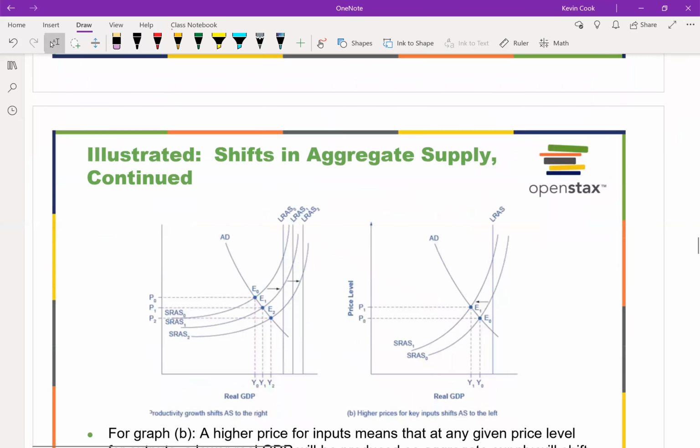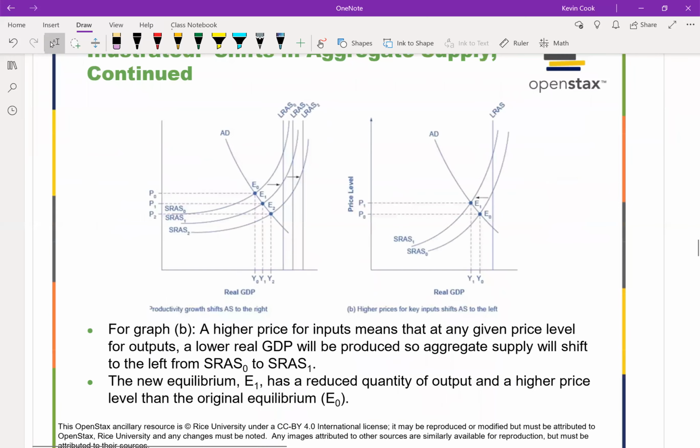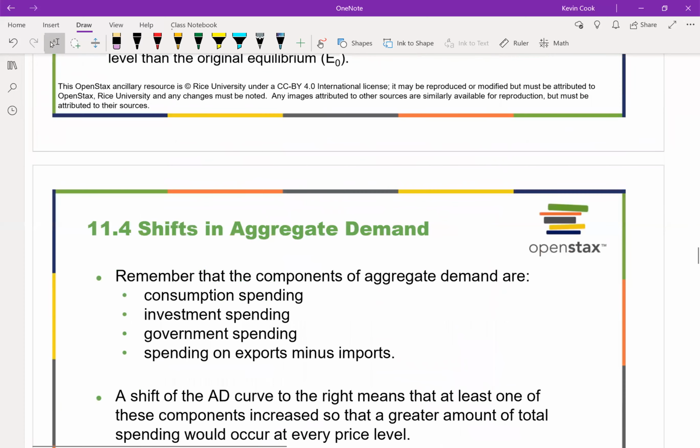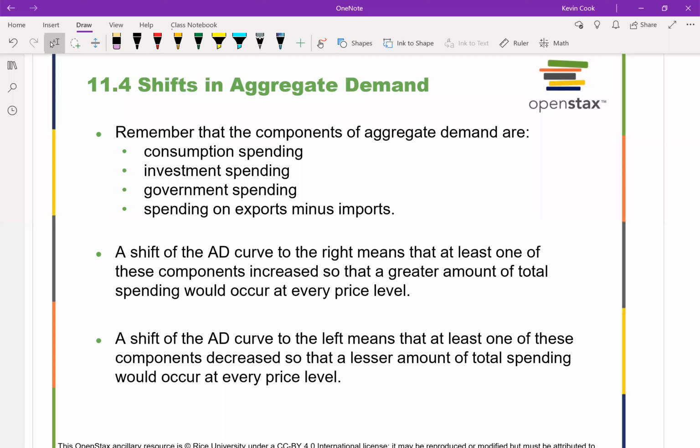And we kind of see what happens. Over time, we expect our supply curve to move out, but that's what we can see. So on the other side, we have shifts in aggregate demand.